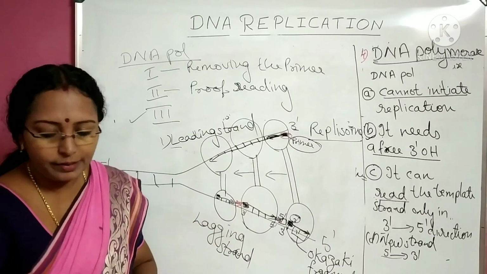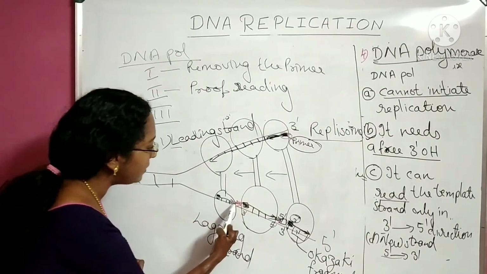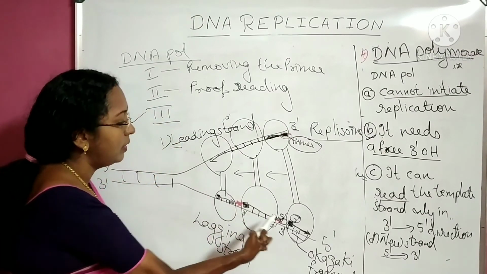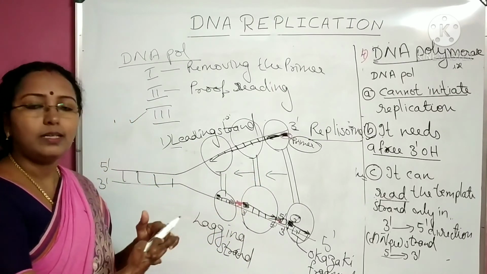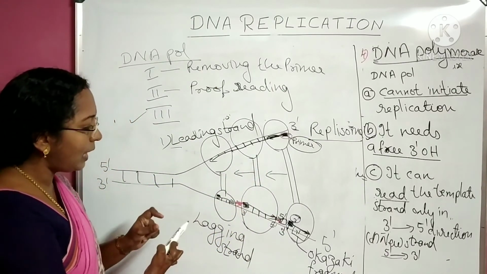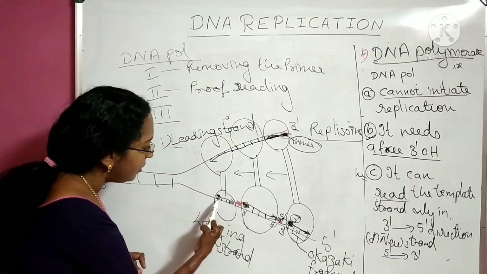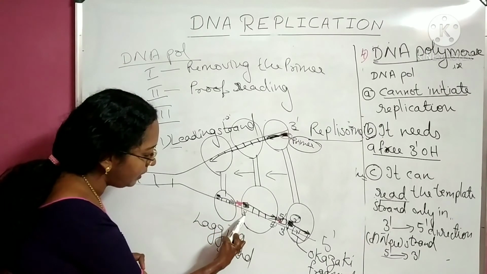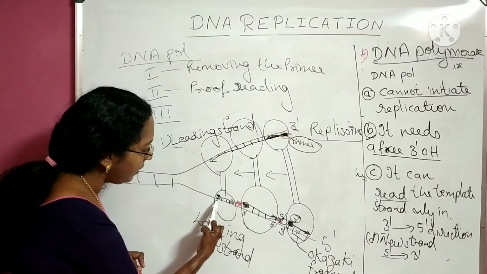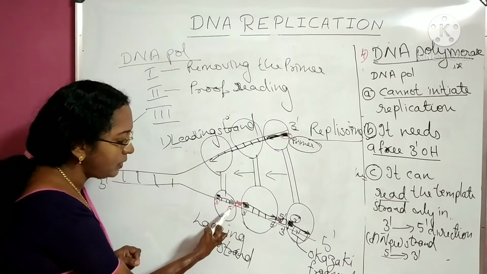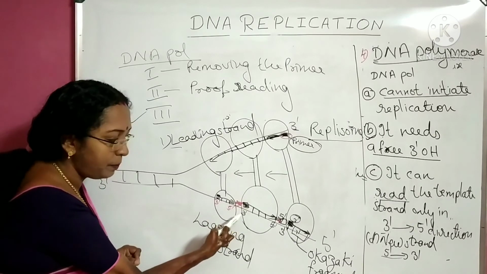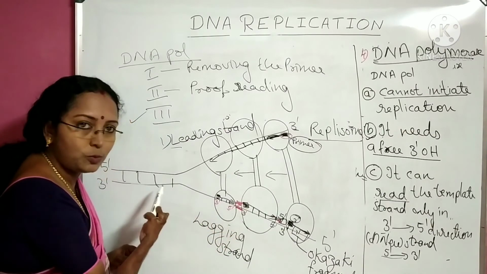Now one more thing is left. What is that? Sealing this gap is left. Isn't it? Primers are removed, proofreading is done, and we have to remove the gap. What is the gap here? If this is the 3' end, here this will be again the 3' end, this is the 5' end. So there is a gap between the 5' phosphate and 3' OH. This gap has to be filled.